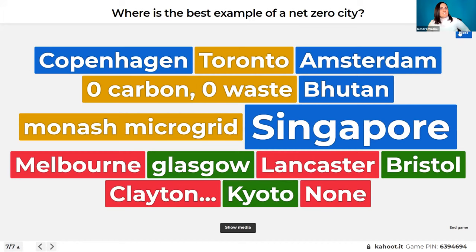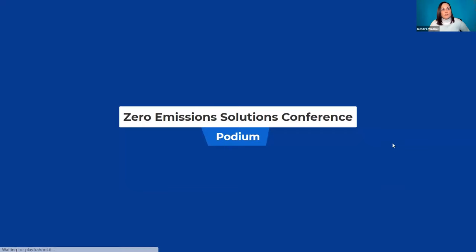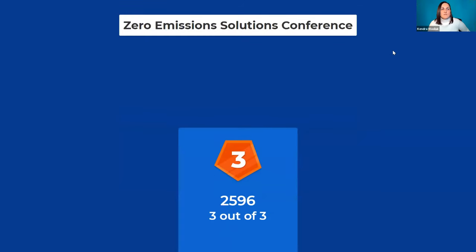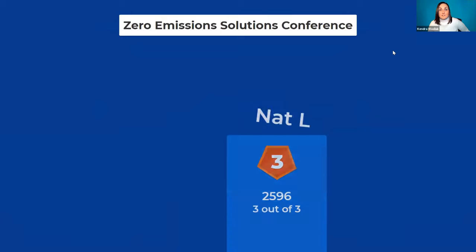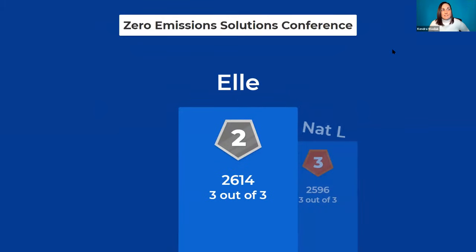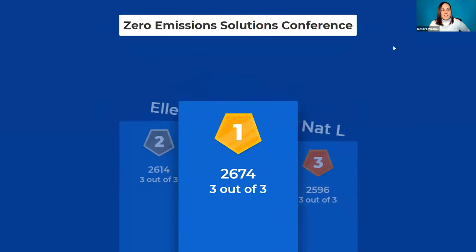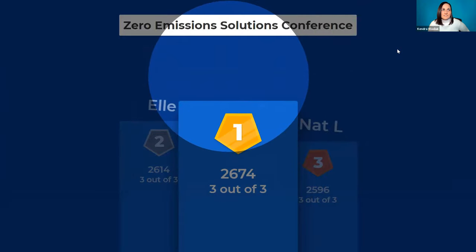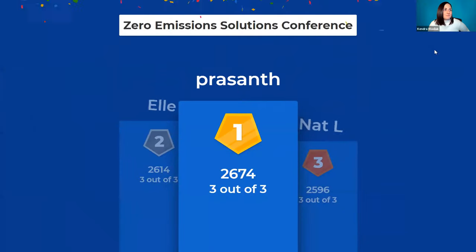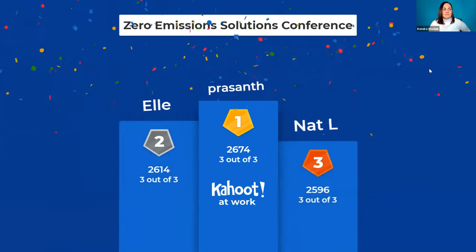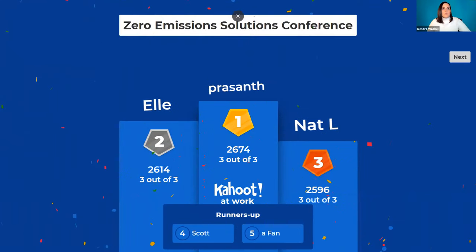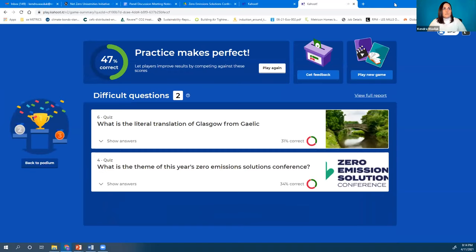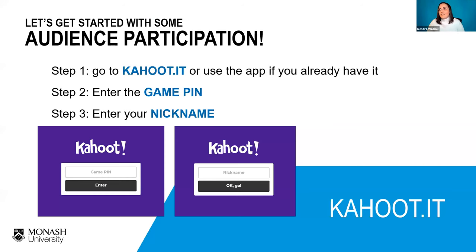Right. Well, thank you everyone for playing along. We do have a podium, so on the trivia, we can see who won. Nat L was third on the trivia questions. L was second, and who was first? Sam. Well done. Close that one. Thank you for playing along. Hopefully that was a bit of fun to start you off.